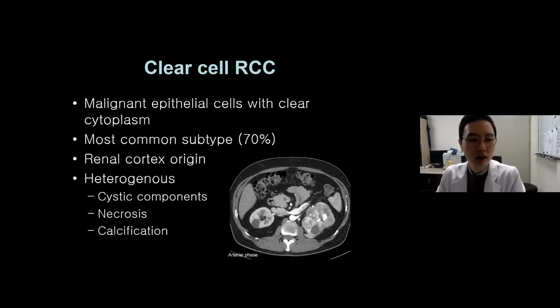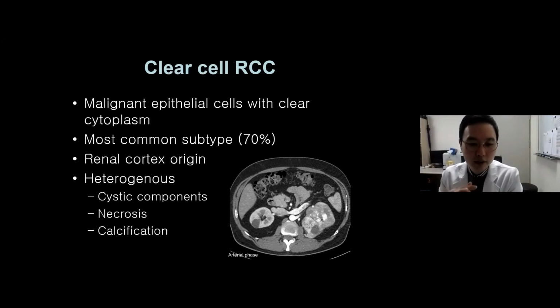So firstly, clear cell is the most common subtype of renal cell carcinoma, accounting for 70% of all RCC. These tumors arise from the renal cortex, and they are often expansile, like a bowl type. It is a very hypervascular tumor, and when you see it on an enhanced CT, it frequently shows heterogeneous features, which is due to necrosis and hemorrhage or cystic components or calcification.